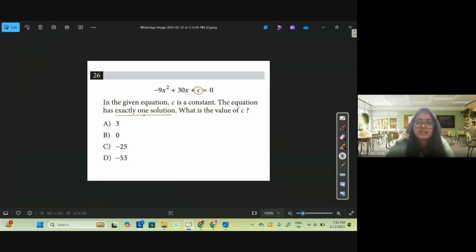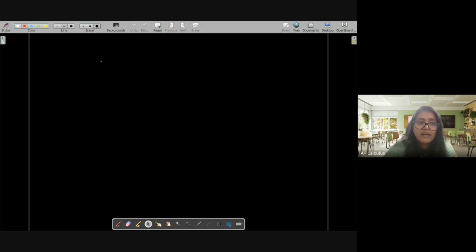So let's review the concept. If you have a quadratic equation and you want to find its number of solutions, you can do it either algebraically or on DESMOS.